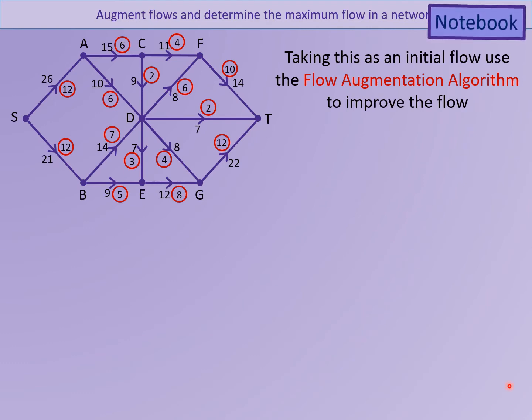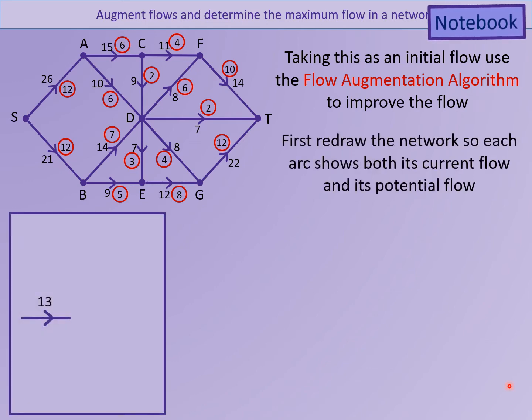Okay, so what we're going to look at is something called the flow augmentation algorithm. And the flow augmentation algorithm basically improves on our initial flow. It augments the flow you've already got. Okay, so what we're going to do is we're just going to take some notes down about some of the notation you need, how to set up the network, and then we'll carefully go through how the algorithm actually works. So the first thing we need to do is actually have a go at redrawing the network. Okay, so we're going to redraw the network.